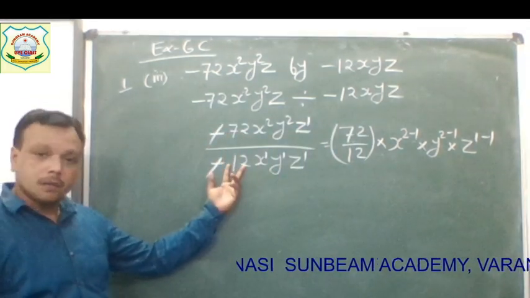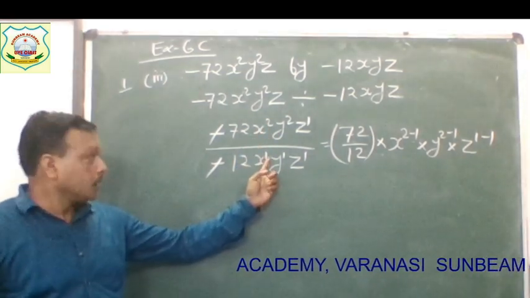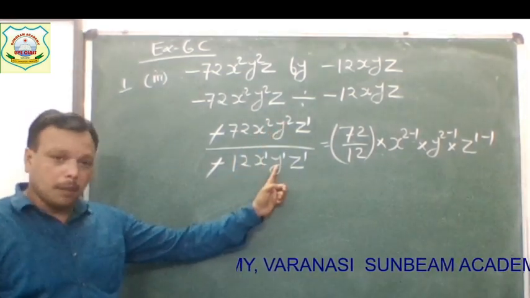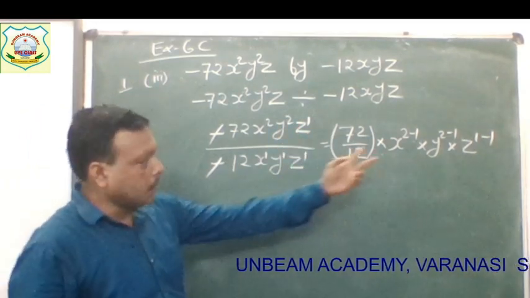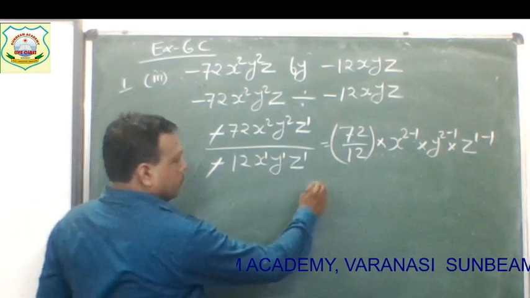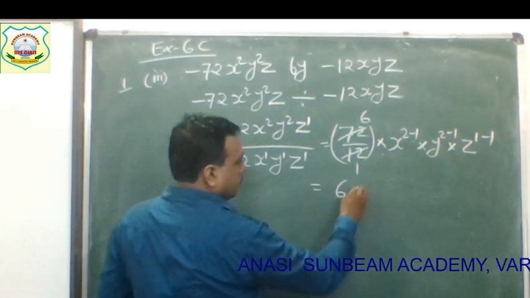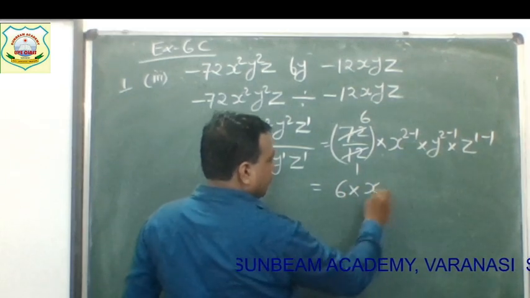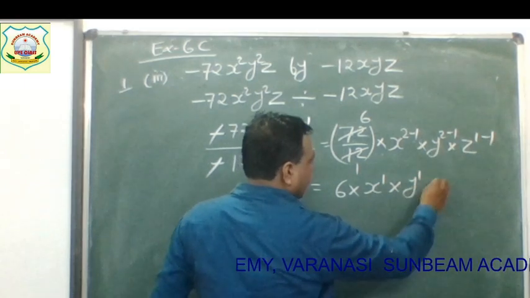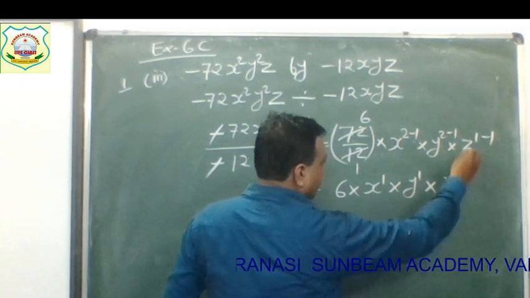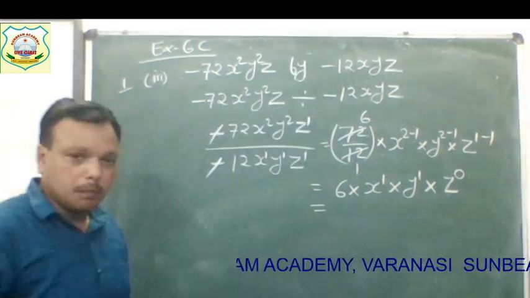12 times 6 is 72, so 6 multiply x power 2 minus 1, which is x power 1, y power 2 minus 1, which is y power 1, and z power 1 minus 1, that is 0. Clear students? How 1 minus 1 is 0.